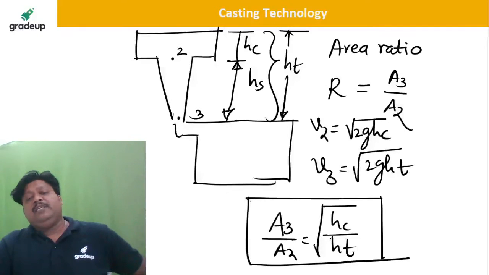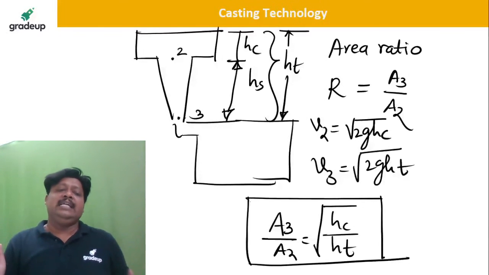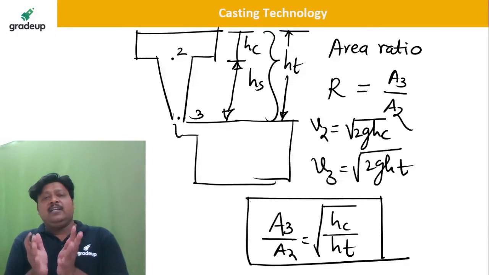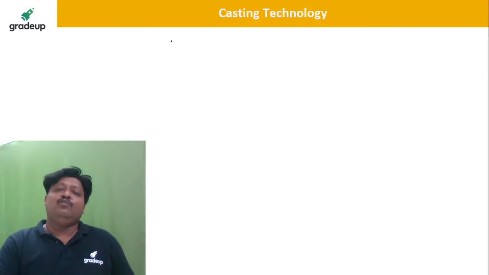From this formula, we can very nicely calculate the diameter at point 2 or the diameter at point 3. If we apply the continuity equation at point 2 and 3, definitely you can write the flow rate. Discharge is equal to A2V2 is equal to A3V3.